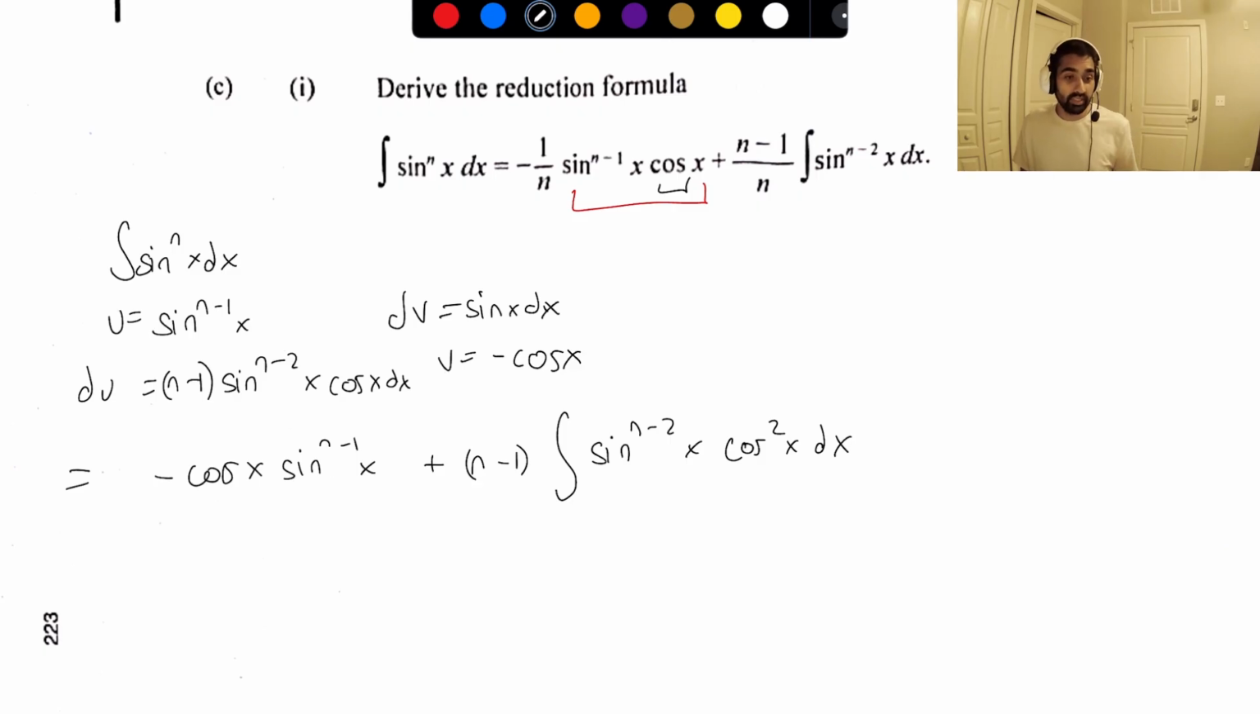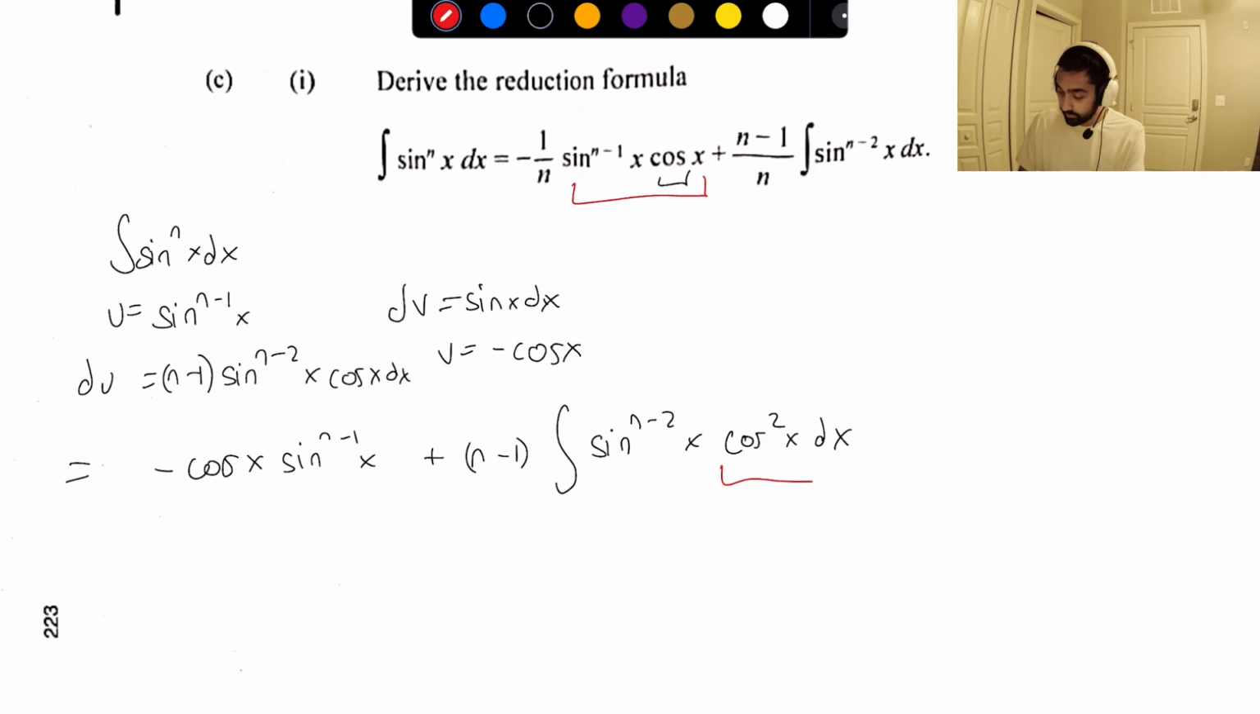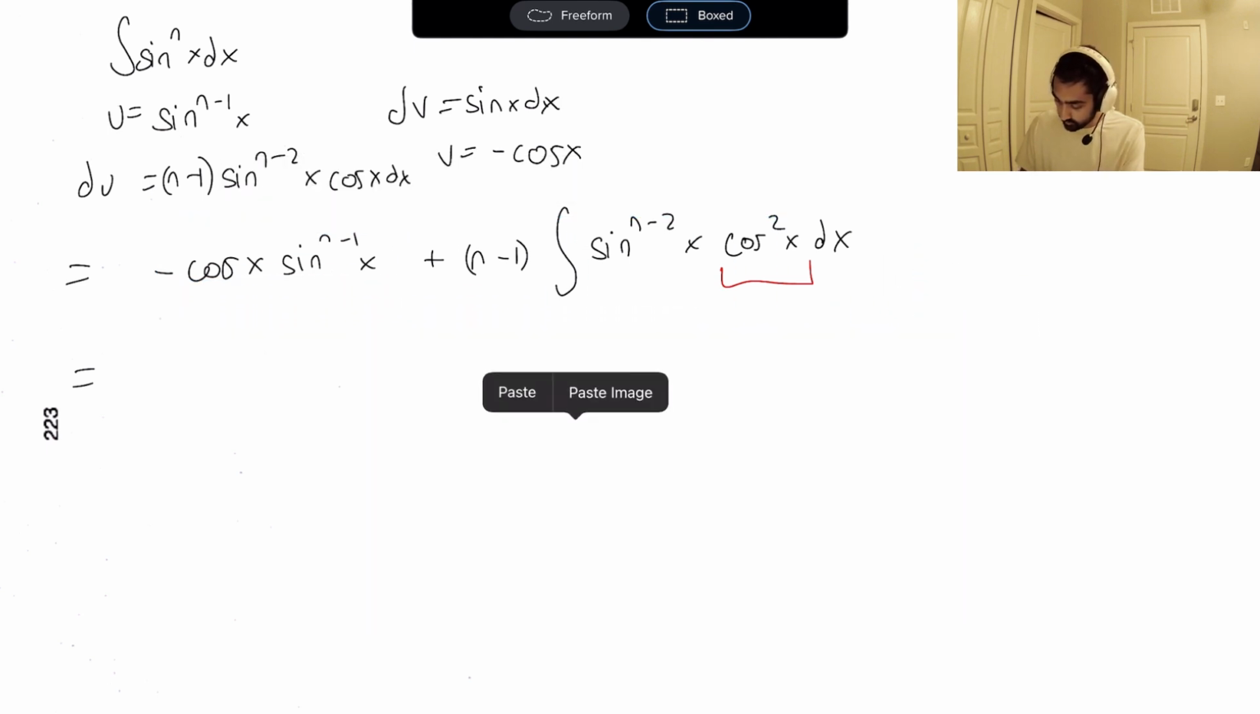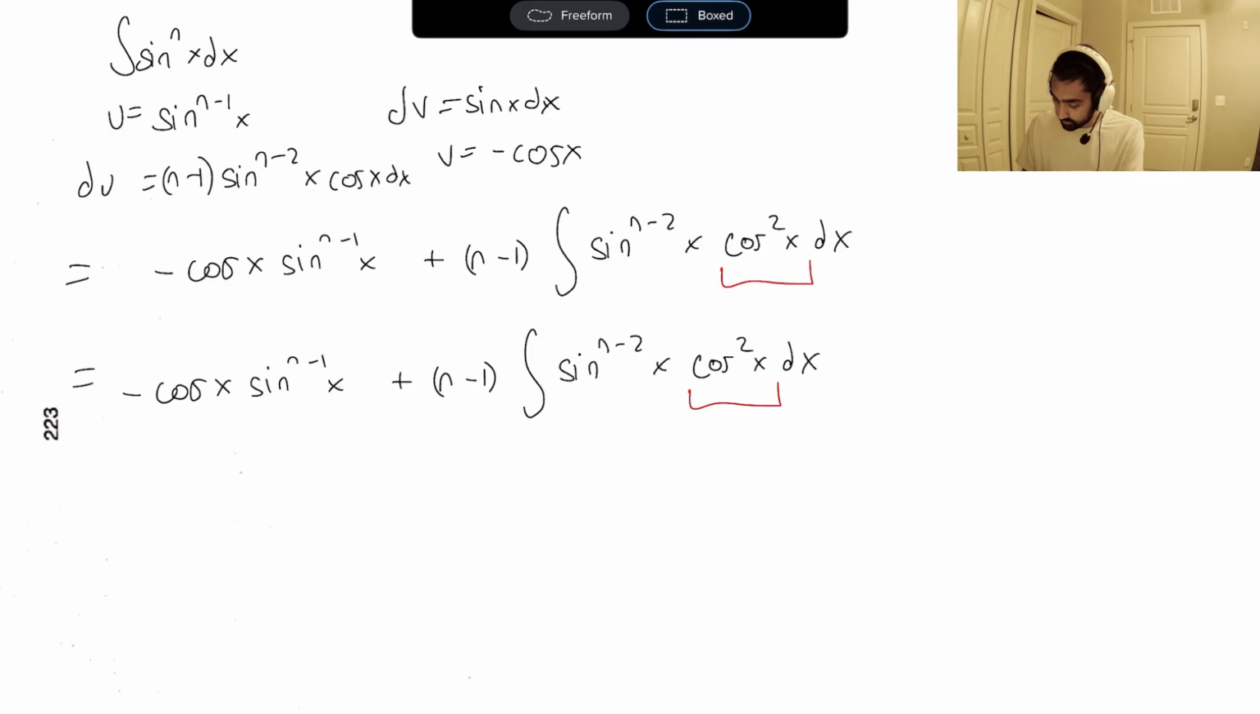Unfortunately, this is not quite yet of the form that they're asking us to do. You have to apply some trigonometry, because I know that cosine squared x is 1 minus sine squared x. So I can just put this entire line back, and instead now I'm going to put 1 minus sine squared x here.